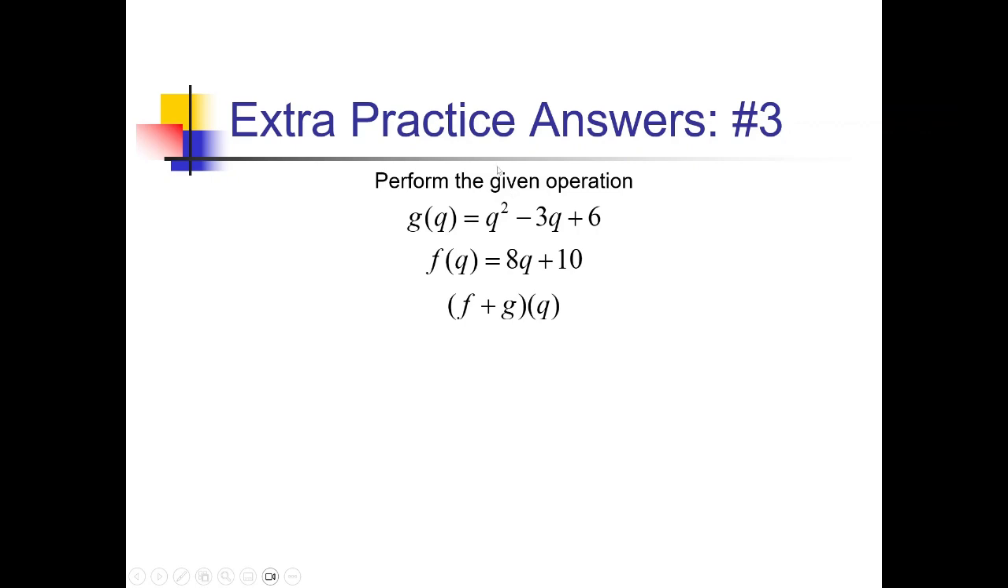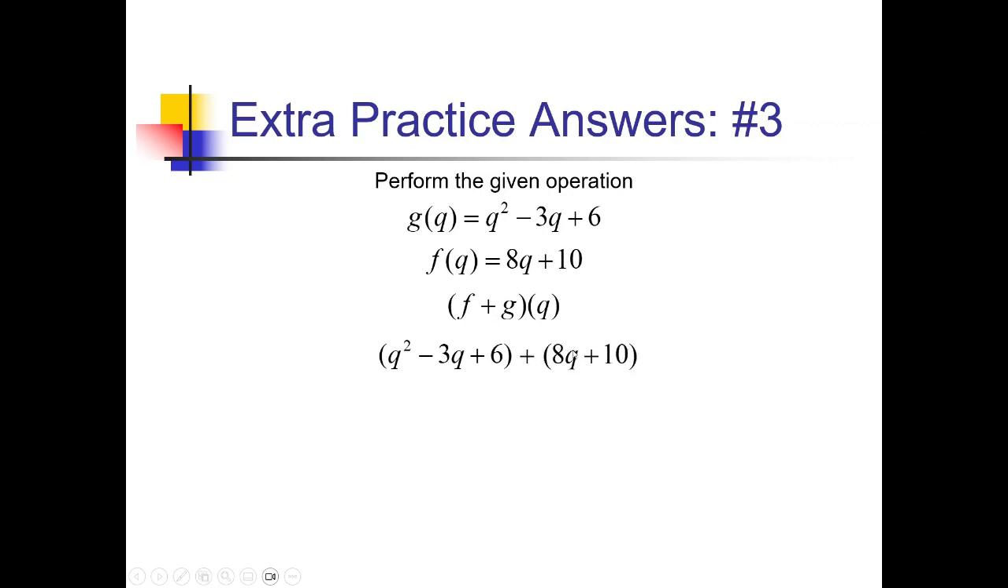For the next one, we have g and f of q, and we're doing f plus g of q. So basically just adding these functions together. And since we have this q here, I'm not really plugging anything new into this, just whatever the input variable was to begin with. So I've basically got the whole f function, q squared minus 3q plus 6, plus the whole g function, 8q plus 10.